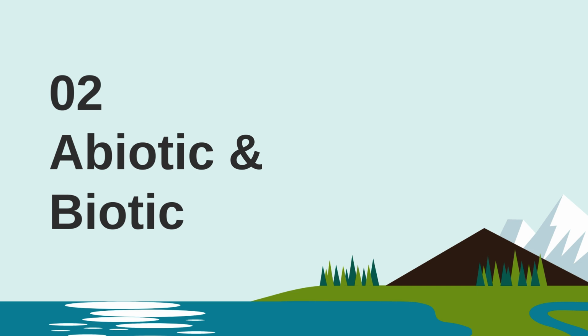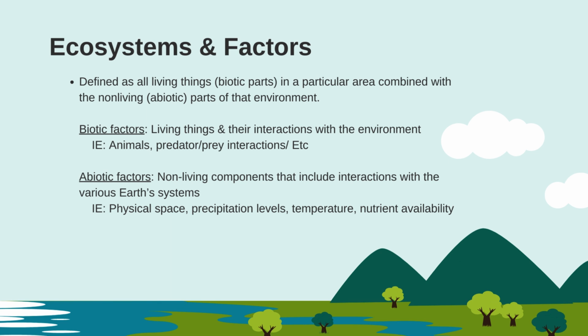So next we're going to jump a little bit and we're going to talk about abiotic and biotic factors. So an ecosystem is defined as all living things, both biotic, in a particular area, combined with the non-living or abiotic parts of that environment. So the biotic factors, again, these are the living things, their interactions, so animals, the predator-prey interactions, things of that nature. And then abiotic are going to be the non-living components that include interactions with the various Earth systems.